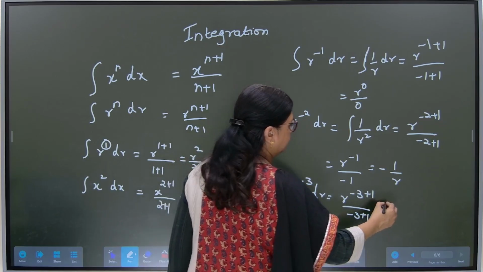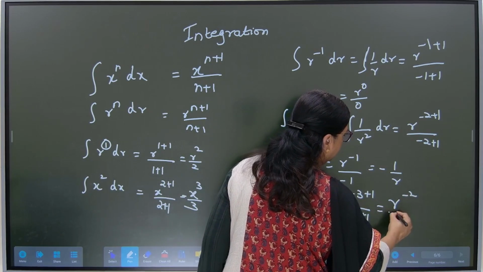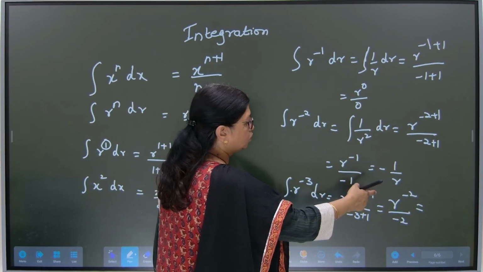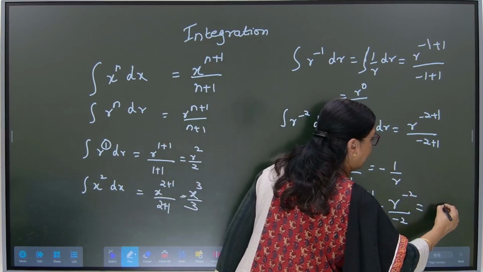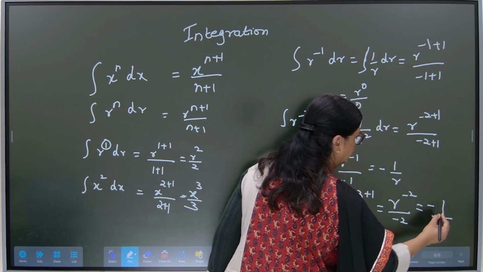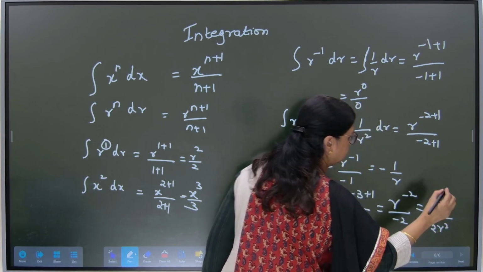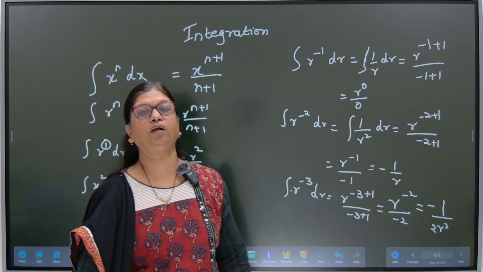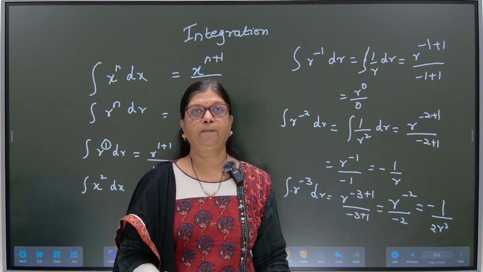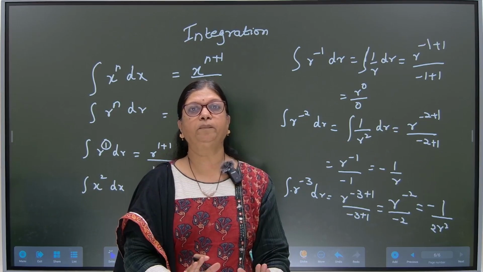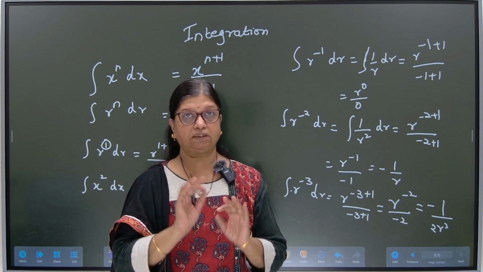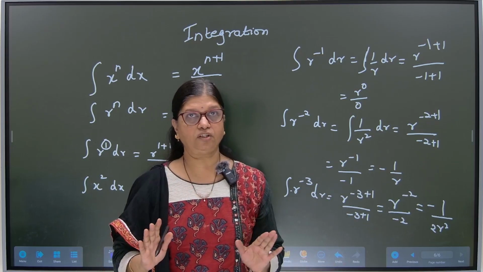What is negative 3 plus 1? Negative 2 upon negative 2. Now I have to write it in a proper format just like this. So r raised to minus 2 can be written as 1 upon r square. Negative, I'll take it, and 2, I'll write it here. So what is my answer? Negative 1 upon 2r square. Clear? So, this is the formula of the integration we are going to do just now in our derivation.